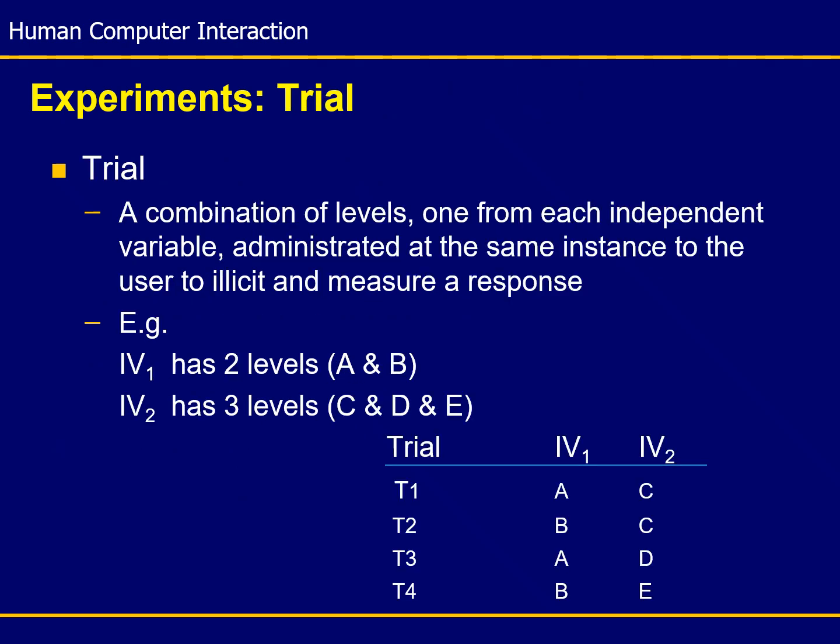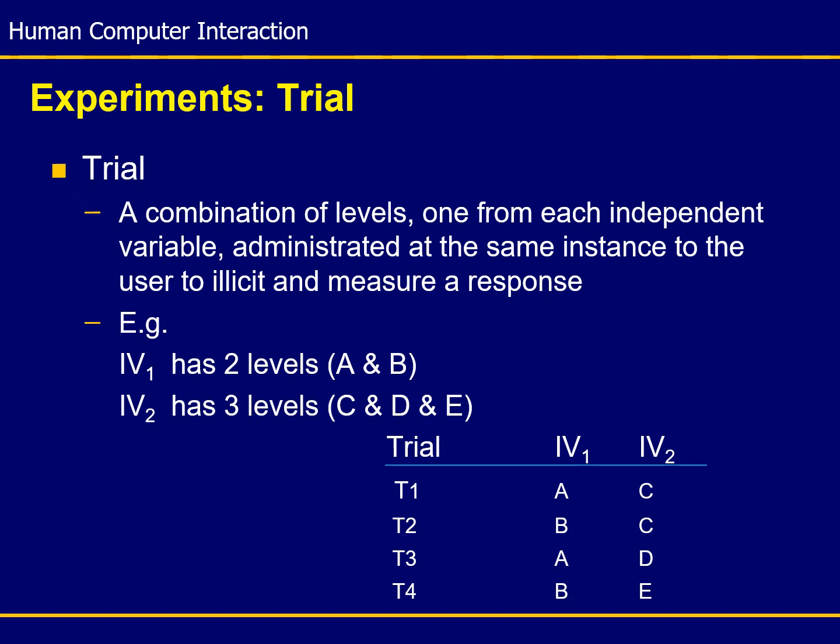So let's first, before we go into the details of this, define what's a trial. So a trial is a combination of levels or conditions, one from each independent variable, administered at the same instance to the user, and a measurement of response follows immediately or starts immediately until the user provides a response. So for example, if I have two independent variables, independent variable 1 that has two levels A and B, and independent variable 2 that has three levels C, D, and E.